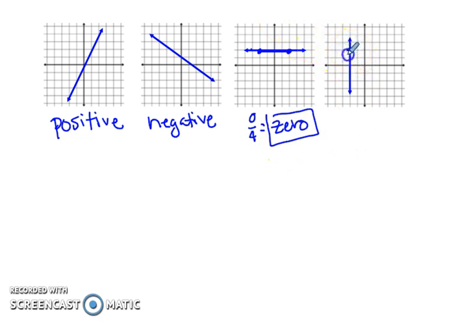Well, let's use the same logic on this one. If I pick those 2 points, I'm going to rise up 4, but I will not run at all, so I'd have 4/0. Well, if you remember math, we cannot divide by 0. That is not possible in math. So this slope, we would say, cannot be determined.